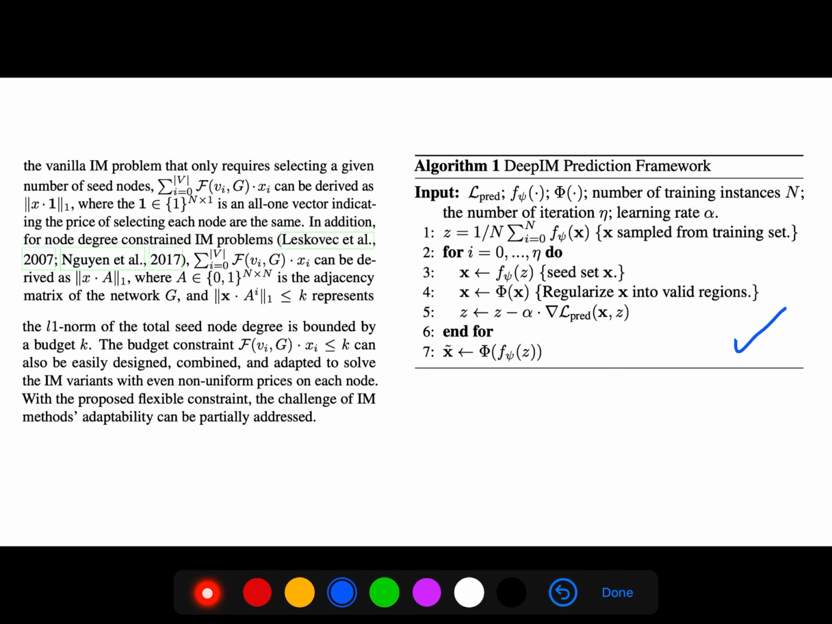So this is the algorithm. Once we have a given number of training instances and number of iterations, we create the seed set, then we regularize, we update the Z. Z is our latent variable. Once we get Z, we can have phi. We can have X tilde.